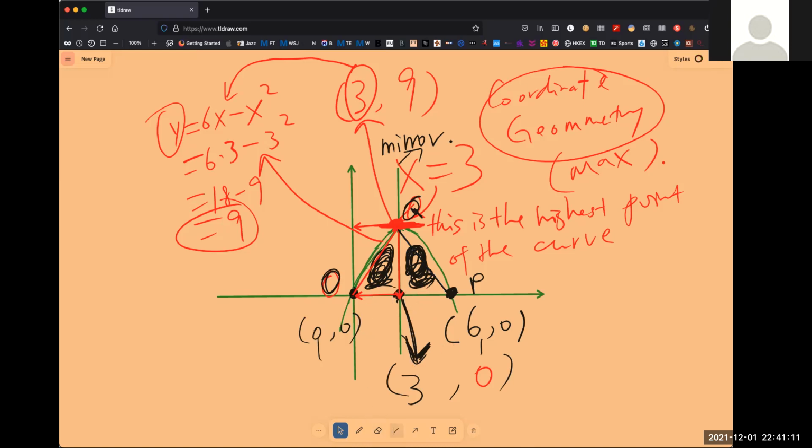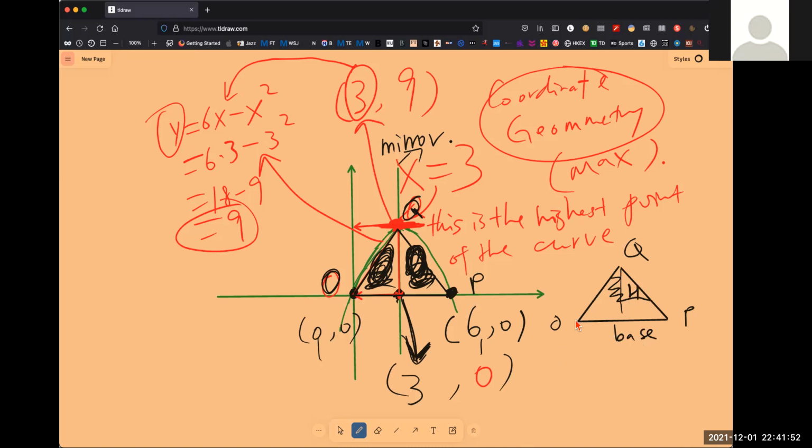Let me just get rid of all the stuff. Okay. So OPQ. So that means you just extract the OPQ out. Then you will see that O, P, Q. Okay, so O P Q. How do you find the area of a triangle? Base times height, right?